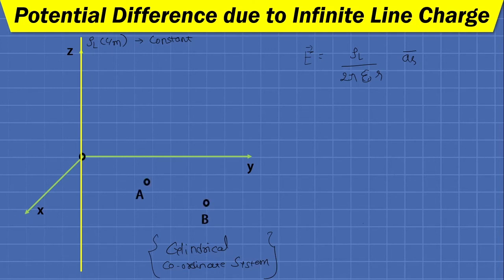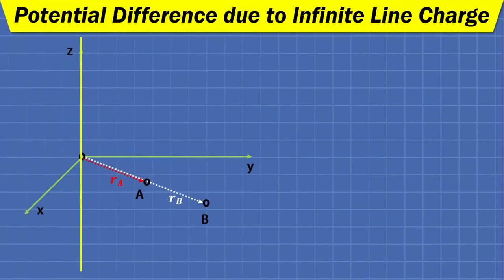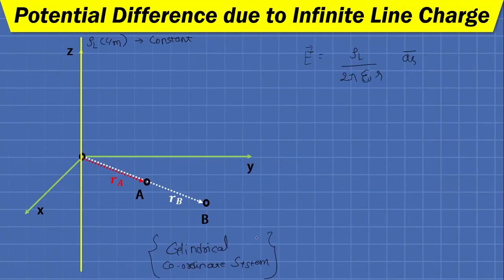So I am considering both the points on the xy plane and representing each point by its radius. RA is the radius of the cylinder which contains point A, and RB is the radius of the cylinder which contains point B, and we are moving the charge from point B to point A.